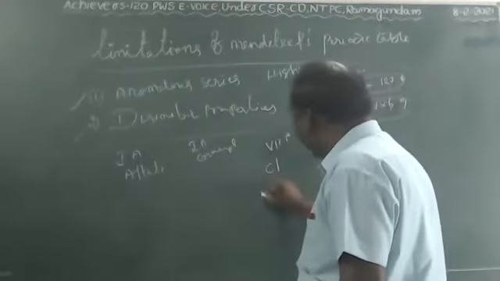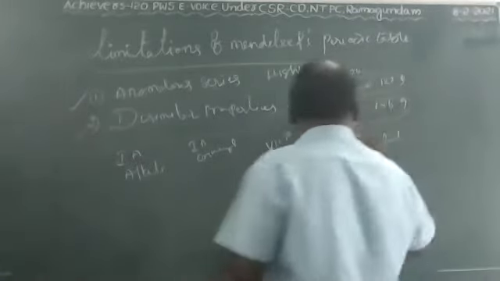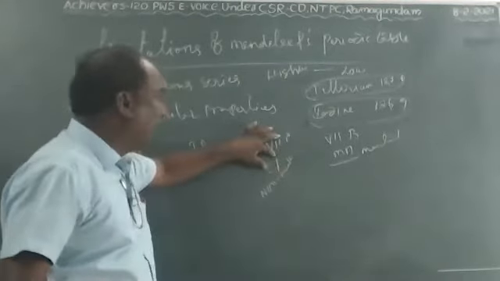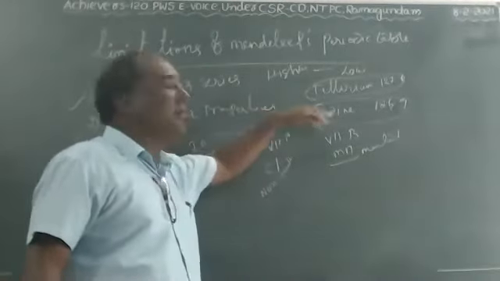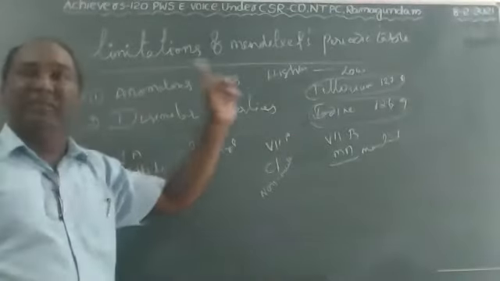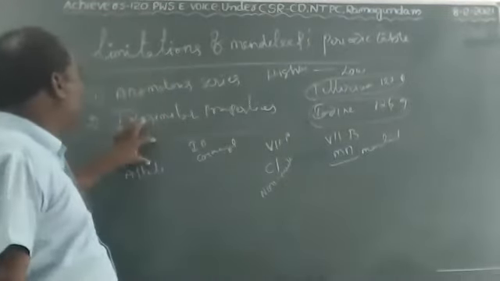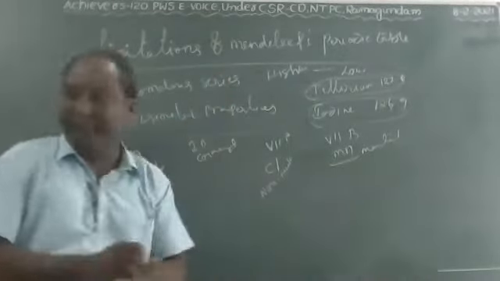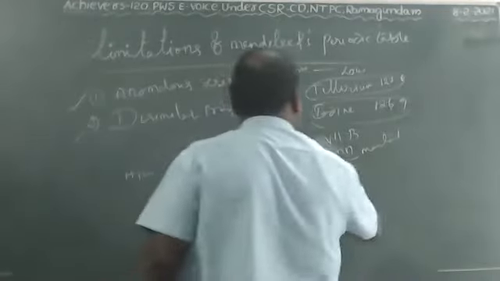But chlorine is a non-metal, and manganese is a metal. Mendeleev placed two different kinds of elements together. Chlorine is a non-metal and manganese is a metal. These two elements fit into the same group, subgroups 7A and 7B. That's why the second demerit, the second limitation, is that dissimilar properties of elements fit into one group. These are the two limitations: anomalous series and dissimilar properties of elements. So these are the limitations of Mendeleev's periodic table.